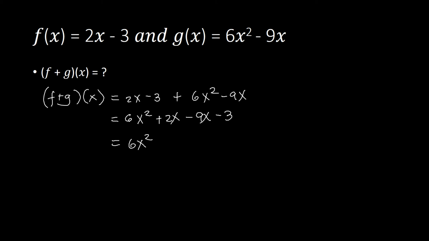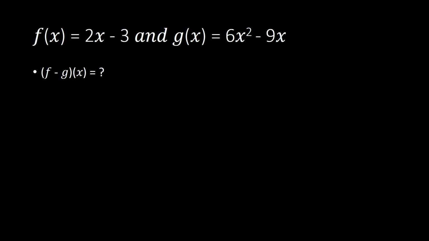So 6x squared, 2x minus 9x, 2 minus 9, that's negative 7. We copy x and then copy minus 3. So this is now our sum of the two functions. So next, let's go to f minus g of x.